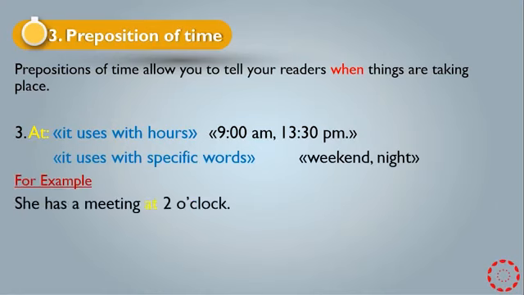For example, she has a meeting at 2 o'clock. The stars shine at night. The first one is a time, and the second one is a specific word. That's why we use at.